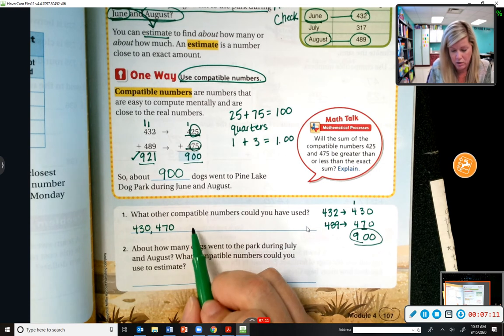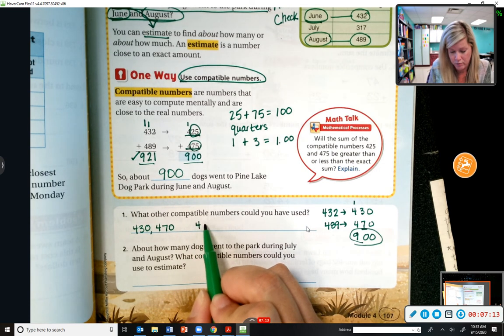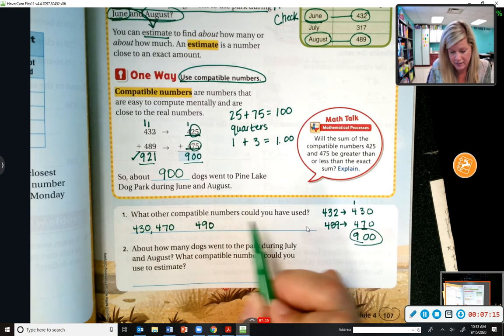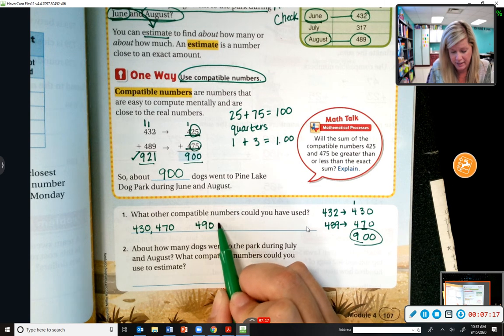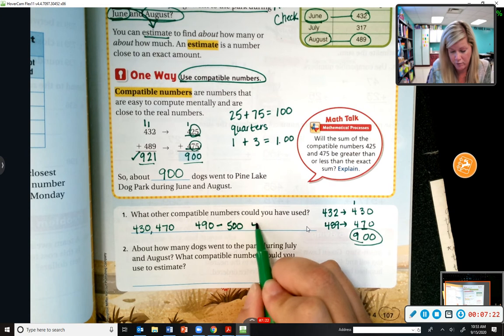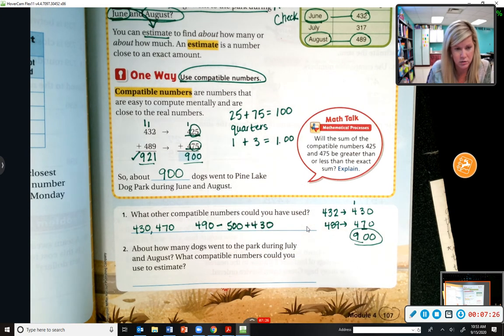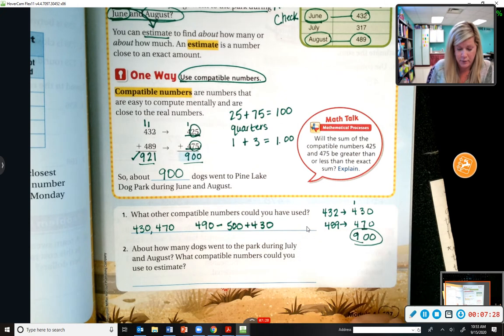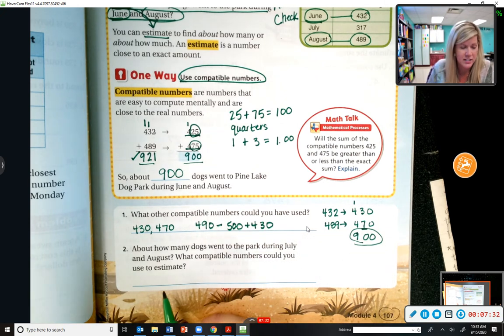Maybe 490, or we could say 500 and 430. Those are close, and they're compatible because they're easy to do in our head. Okay? All right, let's go to number 2.